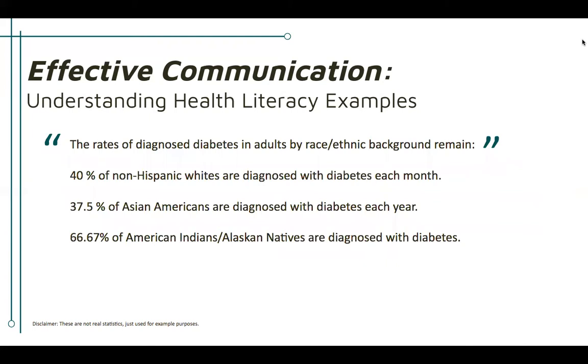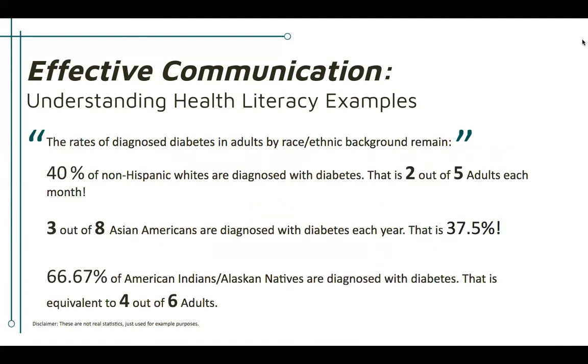So now that we looked at a couple examples, let's look at one more and identify the changes that should be made. The rates of diagnosed diabetes in adults by race and ethnic background remain. 40% of non-Hispanic whites are diagnosed with diabetes each month. 37.5% of Asian Americans are diagnosed with diabetes each year. 66.67% of American Indians, Alaskan Natives are diagnosed with diabetes. Take a second and think about if you can truly understand the numbers that are being talked about. So, while percentages are helpful, it's still hard to get a grasp on how many people we're really talking about.